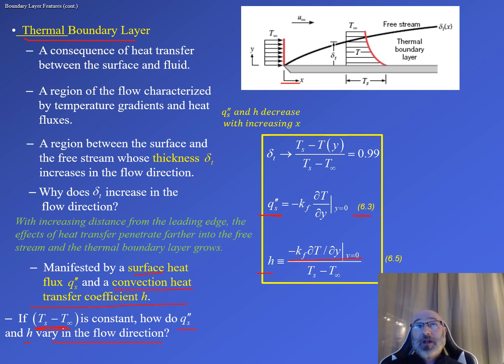So while our delta T increases with increasing x, our temperature gradients in the boundary layer must decrease with increasing x. So accordingly, the magnitude is going to decrease with increasing x, and therefore it shows us that our q sub s double prime, or our surface heat flux from equation 6.3, and our h values are going to decrease with our increasing x as well.